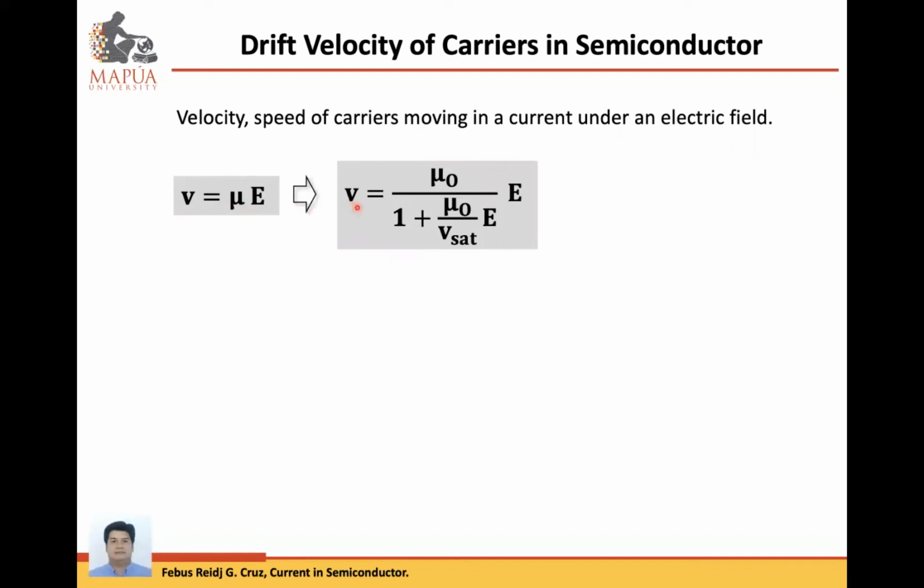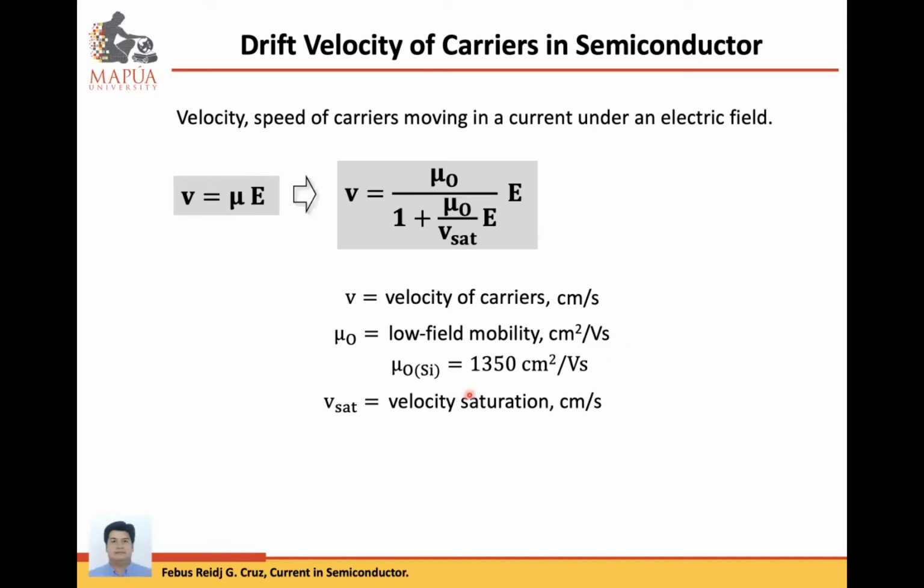And we can also express velocity as mu sub O over 1 plus mu sub O over saturation velocity multiplied by electric field, all multiplied by the electric field. V is the velocity of carriers in centimeter per second. Mu sub O is the low field mobility, the mobility under low electric field in cm square per volt second, that would be 1,350 cm squared per volt second for electrons. VSAT is the velocity saturation in cm per second. For silicon, the saturation velocity would be 10 million centimeter per second. And E is the electric field in volts per centimeter.